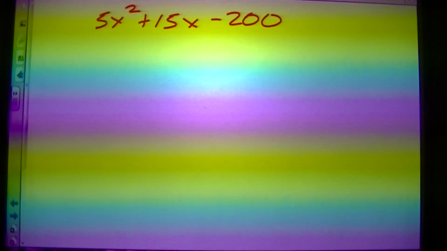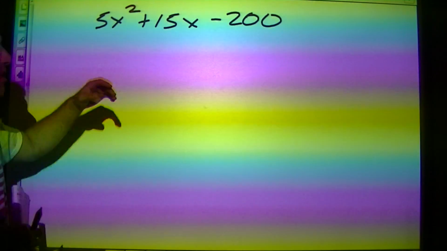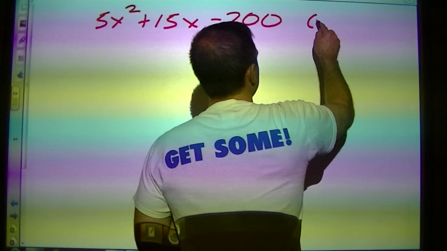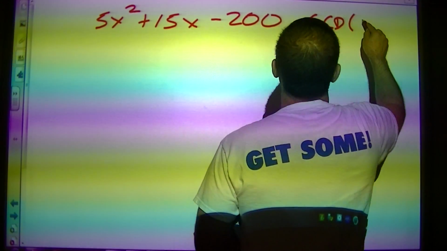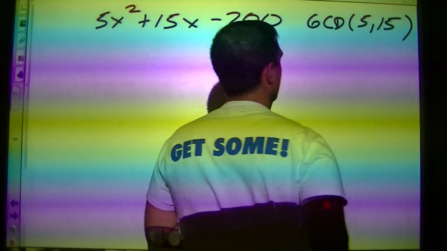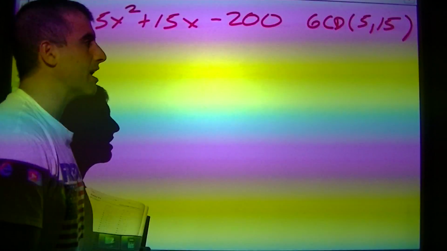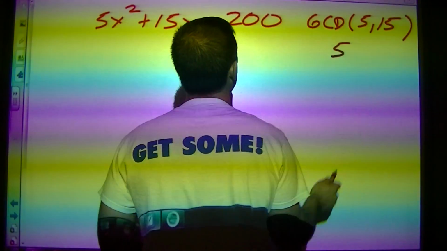Now, as you see, that's very big. So what I want to do is, at the very beginning, maybe do the GCD with 5 and 15, okay, and see what I get. Do I get anything in common? And what they'll tell you is 5.